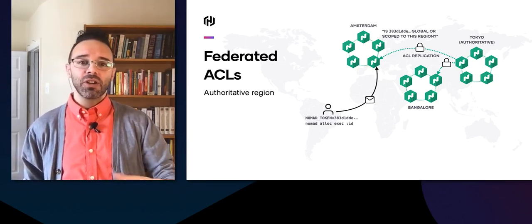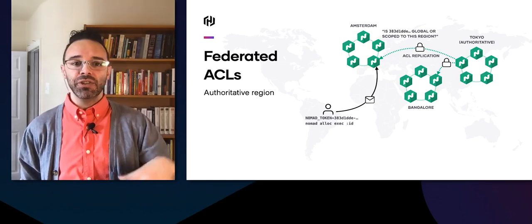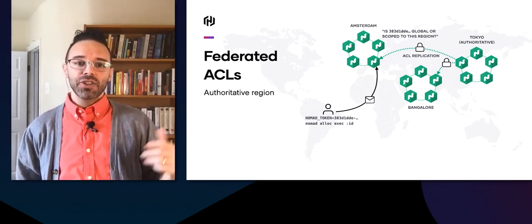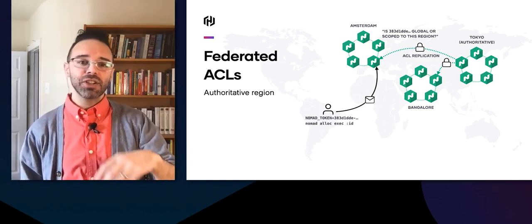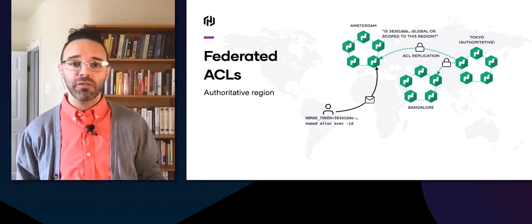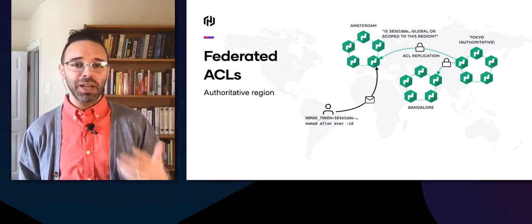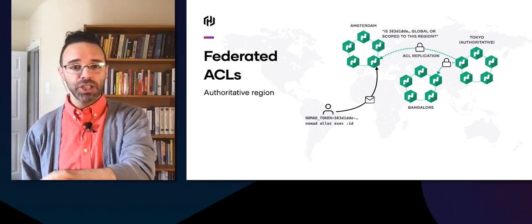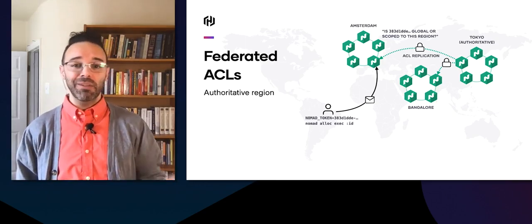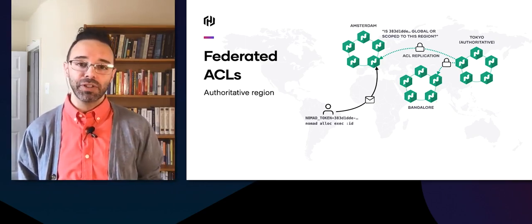In a federated cluster, one region acts as the authoritative region for ACLs, access control lists. So ACLs that are written to that authoritative region are replicated asynchronously to all the other regions. And so that lets you create Nomad API tokens that are scoped only to one region or scoped globally. And we'll need those global tokens for multi-region deployments.